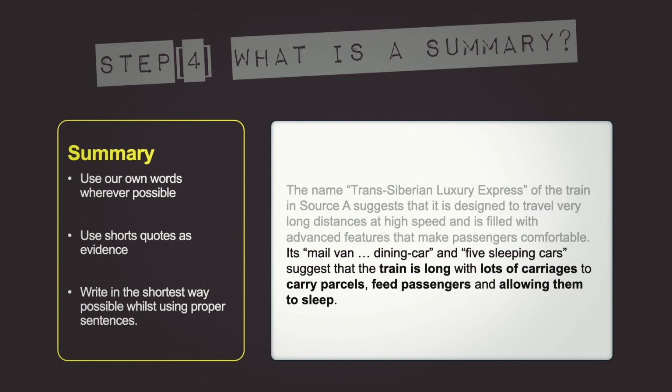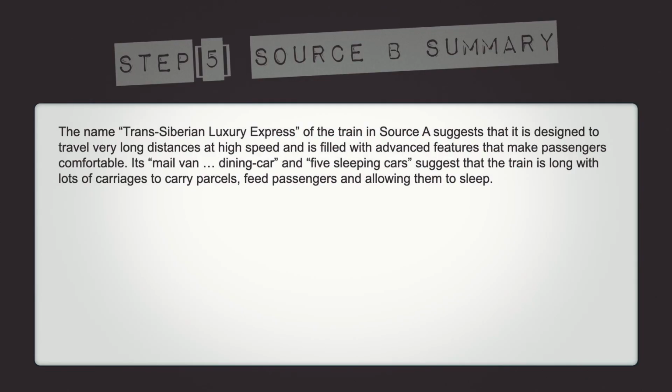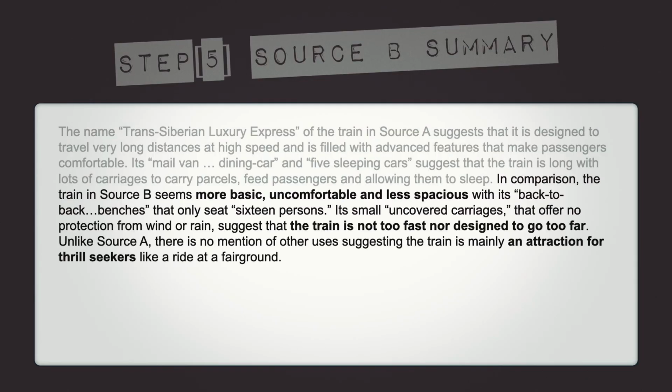Pause and even skip back to the last screen to see how the ideas make it into the summary if you need to. Right, let's quickly jump on to step 5, which is adding a summary about source B. Okay, this is the source A summary we just covered, and here is the source B summary containing our ideas about the second train. Pause the video and read this now. You'll see I've tried to follow the order of source A wherever possible.